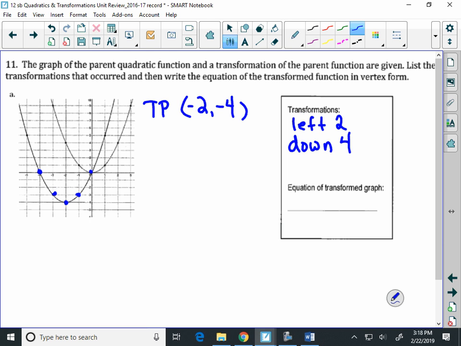And then we're going to put this in vertex form, and it's going to be y equals, don't forget your squared when you're writing this. There's not going to be any number in front of the parentheses, but left 2. That means we're going to write x plus 2, because remember we change the sign to get the -2 in our turning point, and then we keep the sign, down 4, -4.